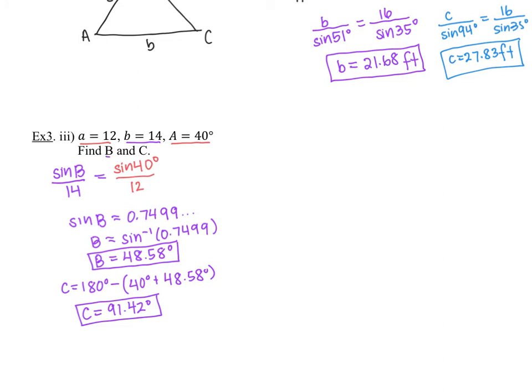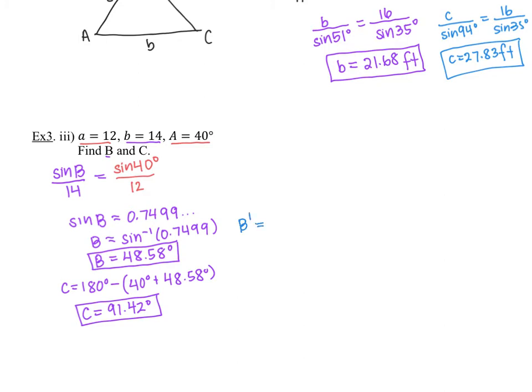Okay, and there is a small problem. The problem with the sine of B equals 0.7499 equation is that if you remember from chapter 5, we normally get two different answers for sine B equals 0.7499. Okay, so there is a second possibility here, and I need to check it and see if it's going to work. So for my second angle B, I'm going to call it B prime.